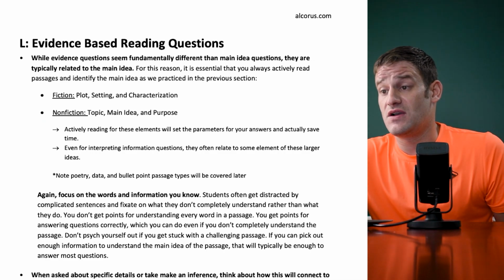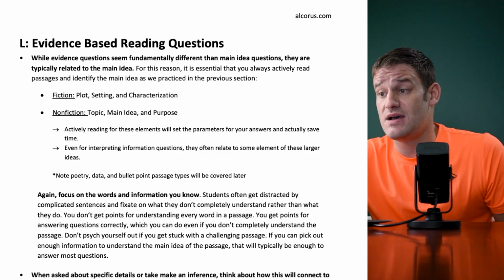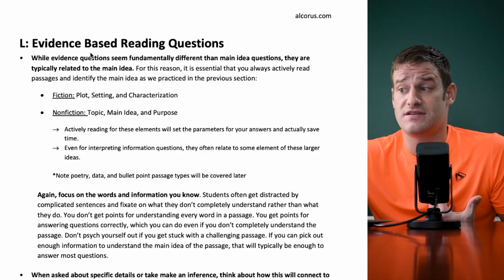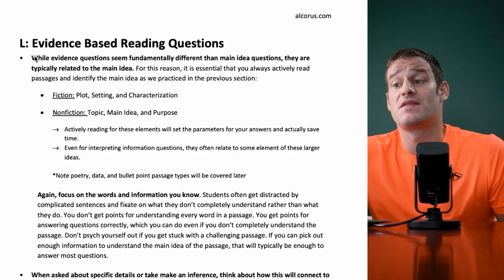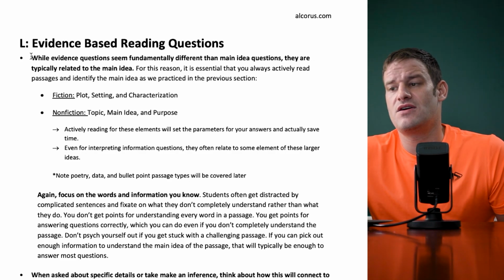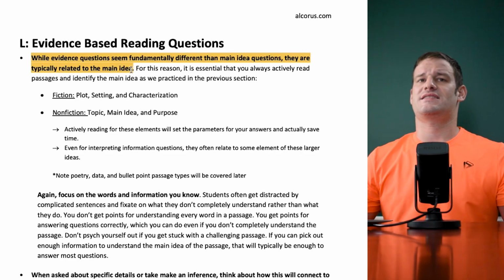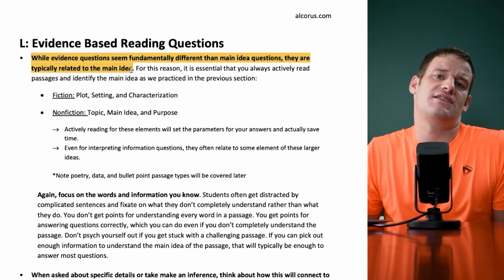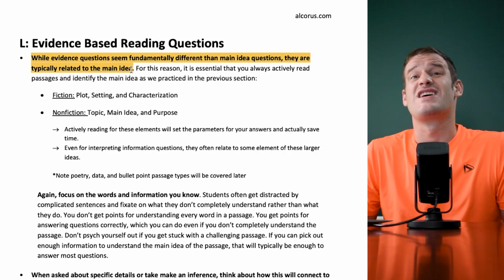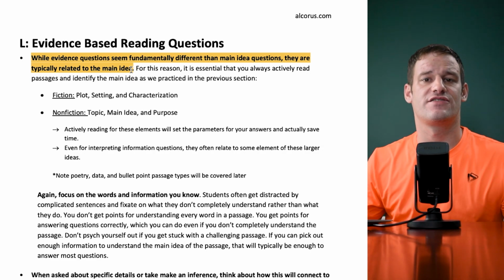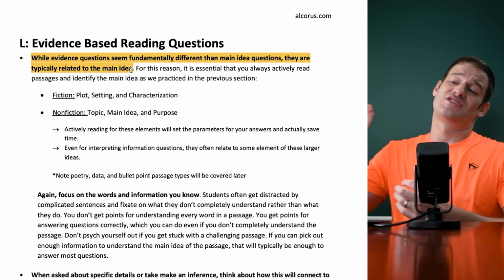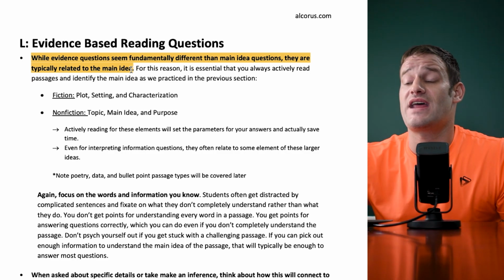Okay, so the first thing. While evidence questions might seem very different than main idea questions, they're typically related to the main idea. And again, the text passages on the SAT are going to be about 80 to 100 words. There's not a lot of space to hide extraneous or unnecessary details. So again, it's super important you take the time to do that active reading strategy.